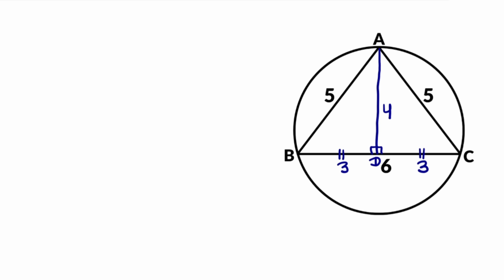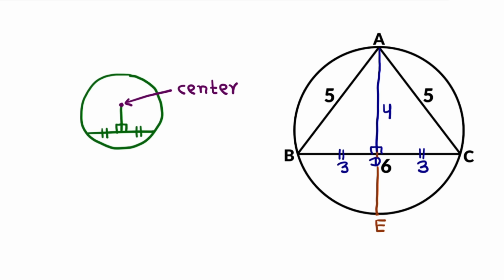Now comes the clever part. Extend the segment AD downward until it hits the circle again at a new point, E. This creates one long vertical line from A all the way to E. Why is that useful? Because AD is not just any line. It is the perpendicular bisector of the chord BC.